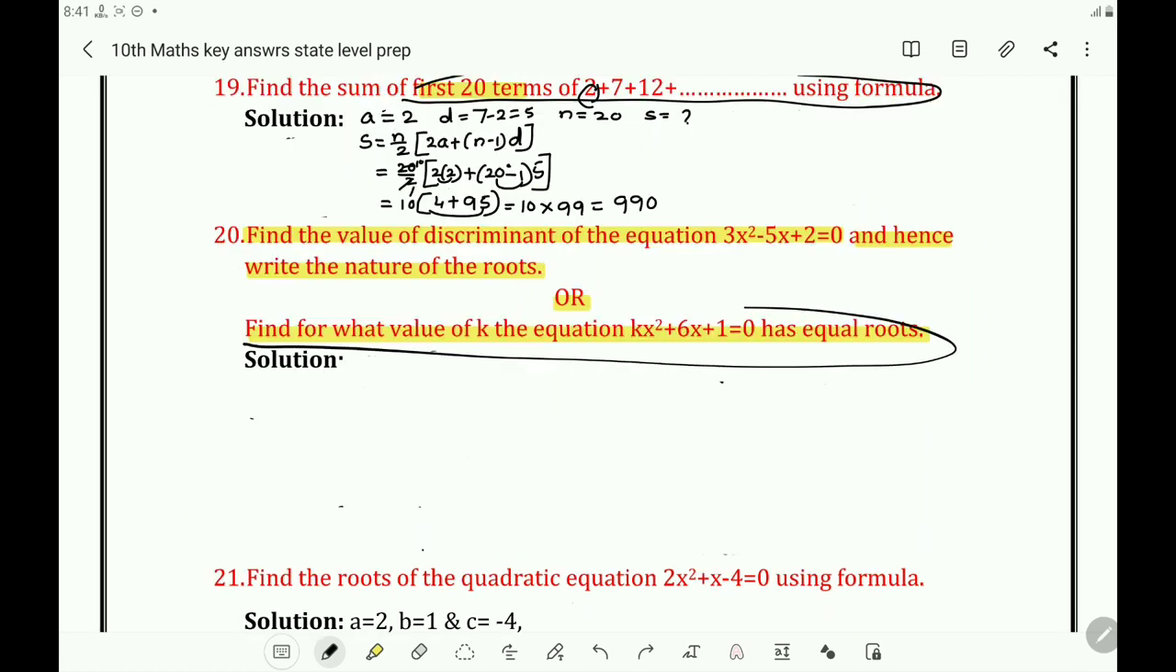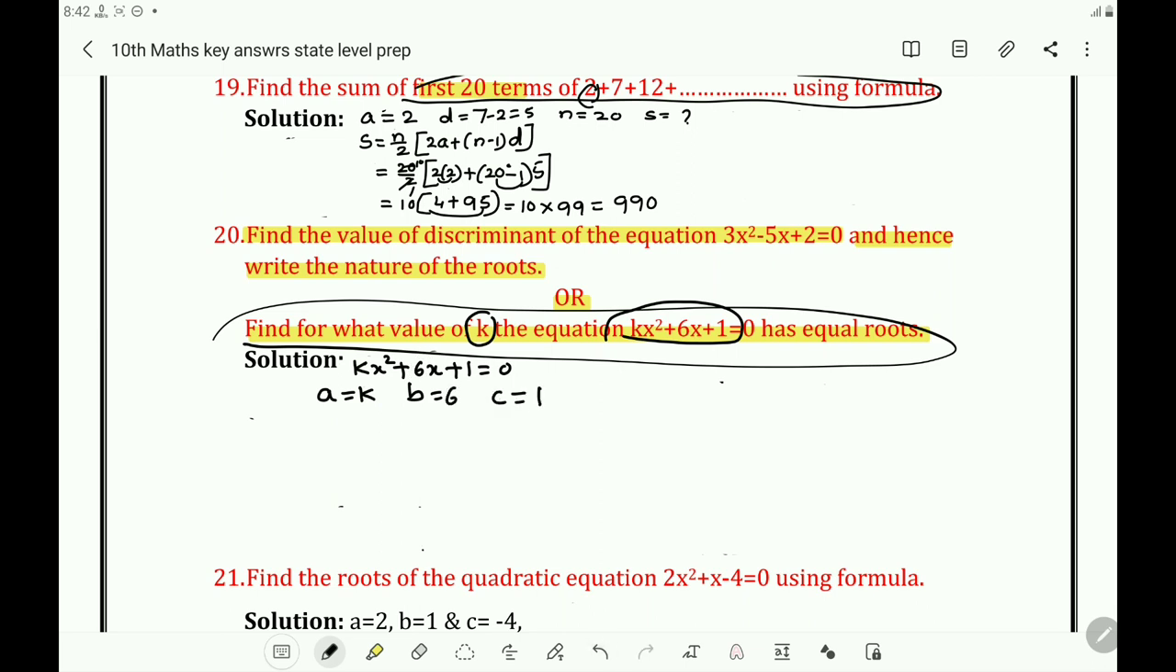The OR question. What is that OR question? For what value of k the equation kx square plus 6x plus 1 equals 0 has equal roots? Now you write the given quadratic equation kx square plus 6x plus 1 equals 0. Here what is given? It has equal roots. Equal root means b square minus 4ac is equals to 0. Now you write the values of a, b and c. A means the coefficient of x square, that is k. b is the coefficient of x, 6, and c is the constant, c is 1.